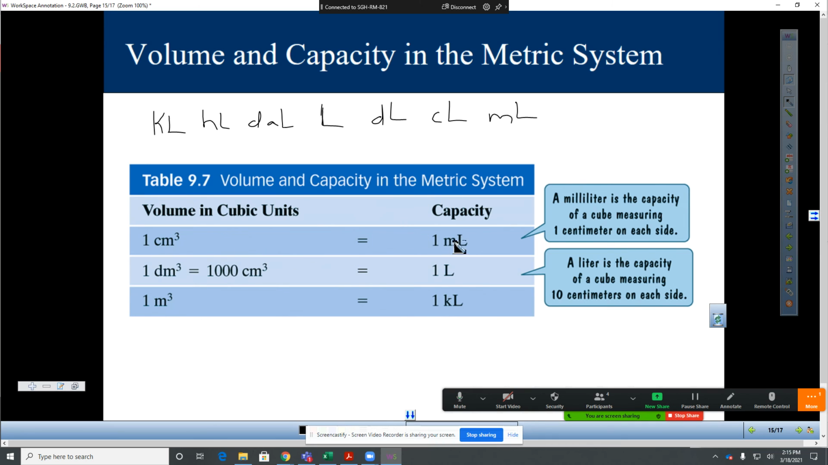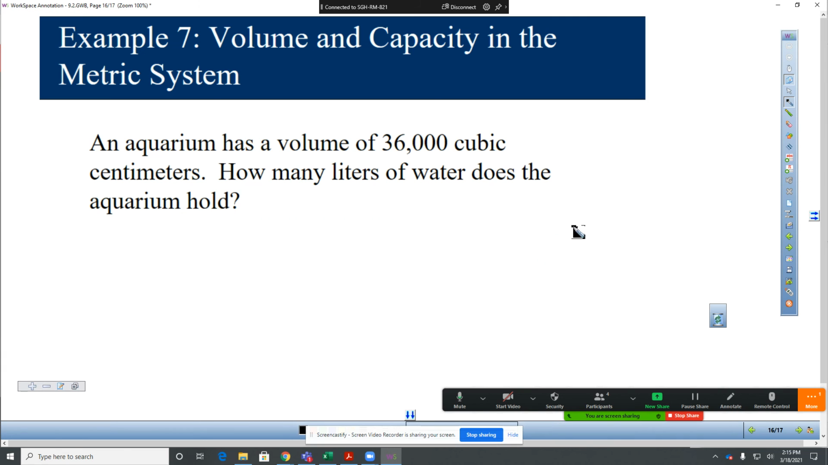And then here's some conversions. 1 cubic centimeter is equal to 1 milliliter. 1 decimeter cubed is equal to 1,000 centimeters cubed is equal to 1 liter. 1 cubic meter is equal to 1 kiloliter. So these are all conversions we can use. An aquarium has a volume of 36,000 cubic centimeters.